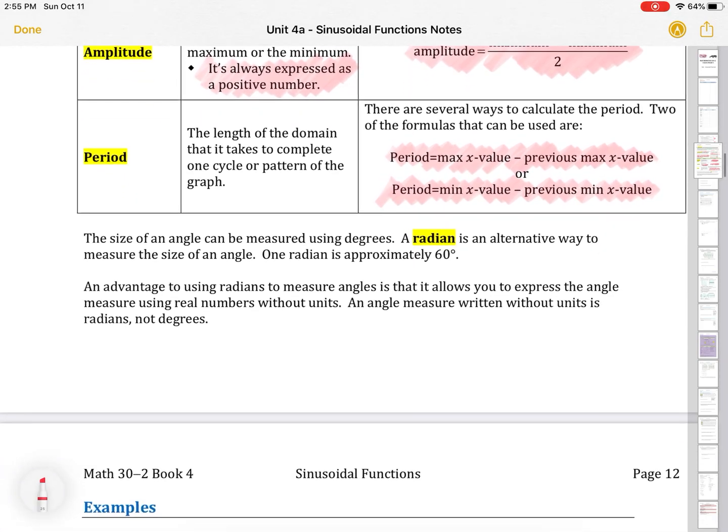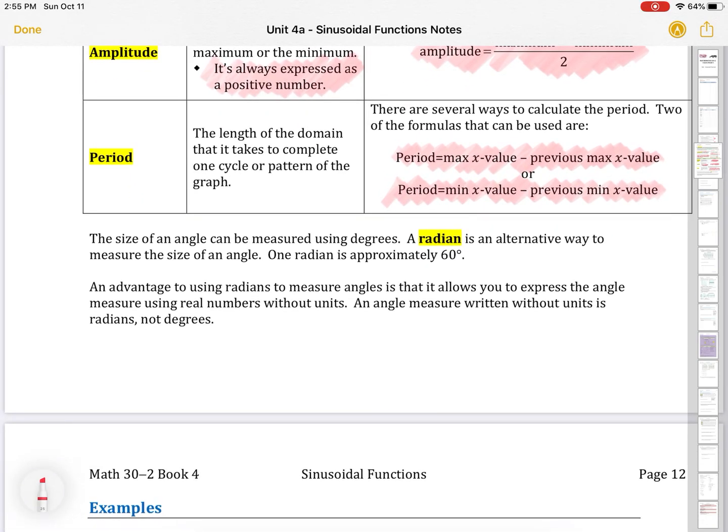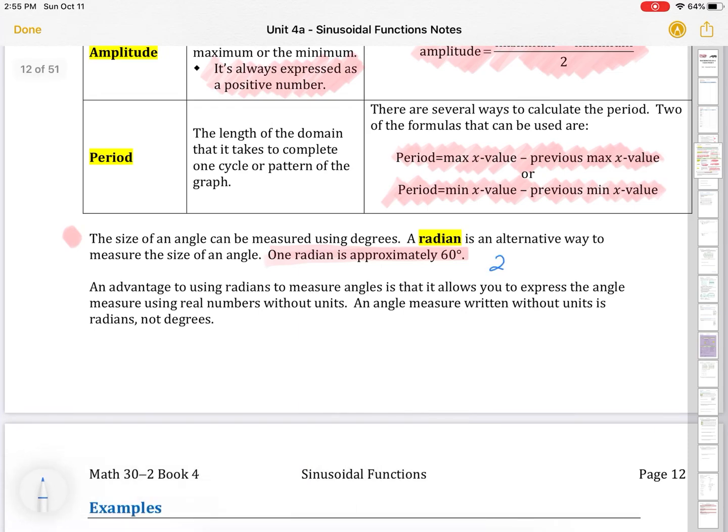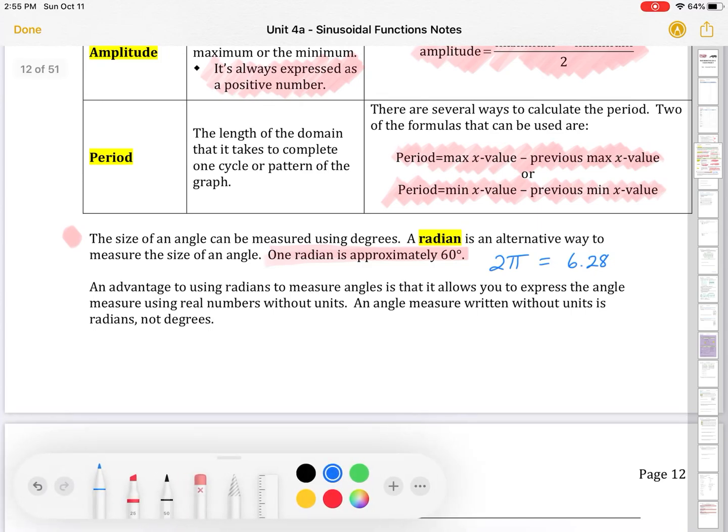Alrighty? The size of an angle can be measured using degrees. A radian is an alternate way to measure the size of an angle. One radian is approximately 60 degrees, and we can also say a full turn is worth 2 pi. 2 pi is going to be 6.28, right? But it's a slightly different measurement, okay? So just keep that in mind when we're doing this. Maybe even forget I said that.